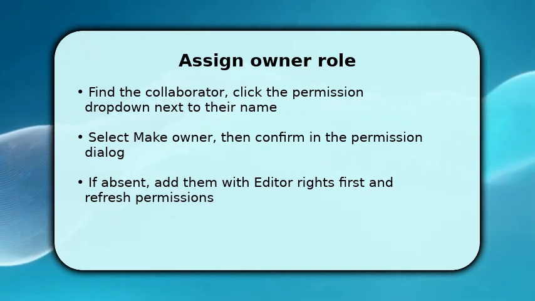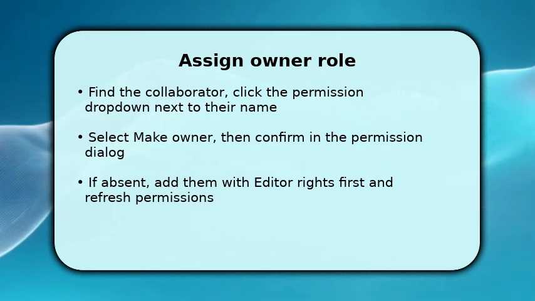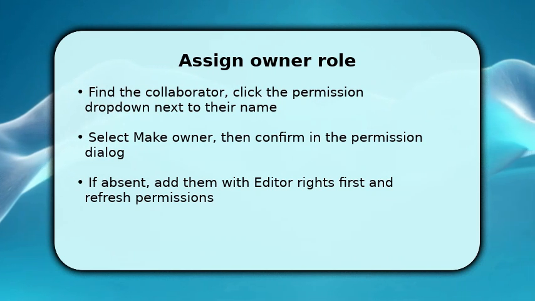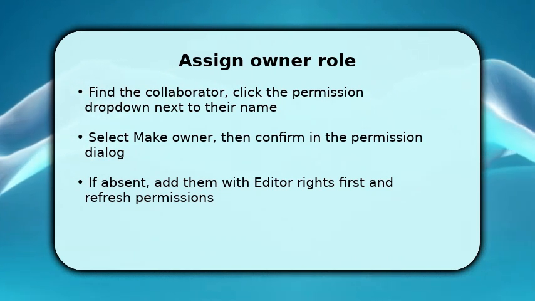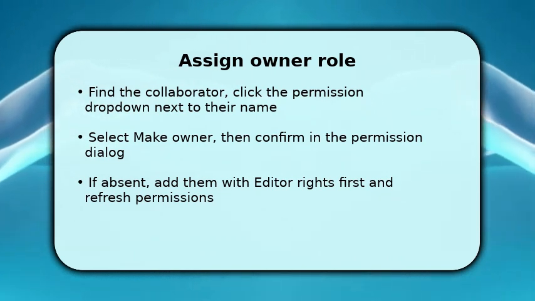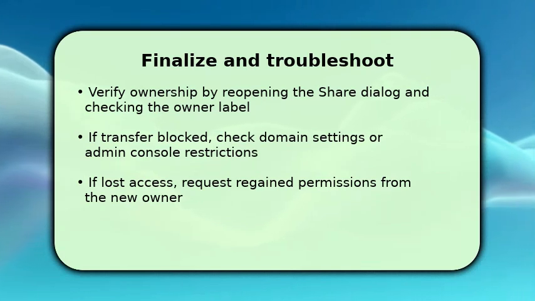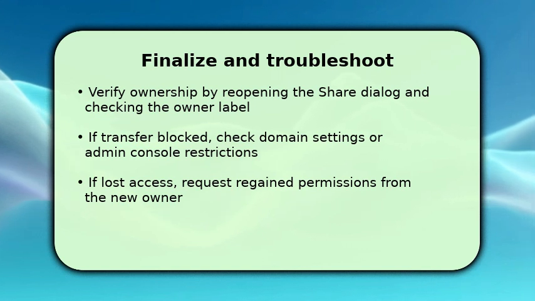If the person isn't listed, add them as an editor, then repeat the drop-down step and refresh the sheet. Remember that transfers across domains can be restricted, so adapt accordingly if the option is unavailable. Finish by confirming the change. Close and reopen the Share dialog to see the new owner label next to their name.